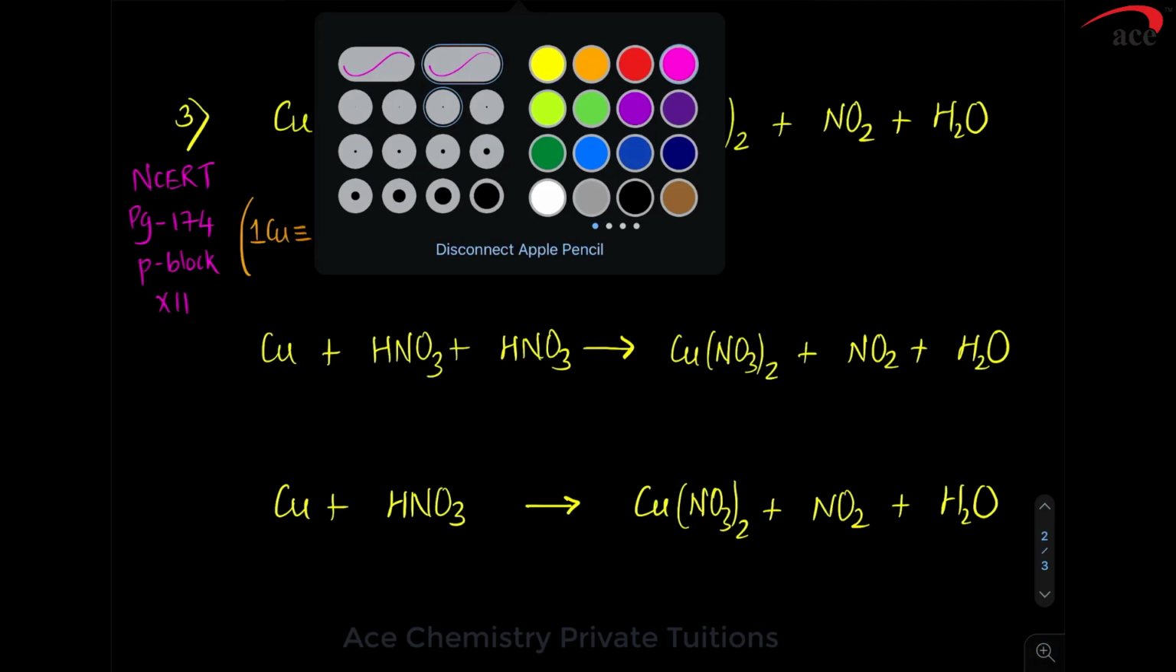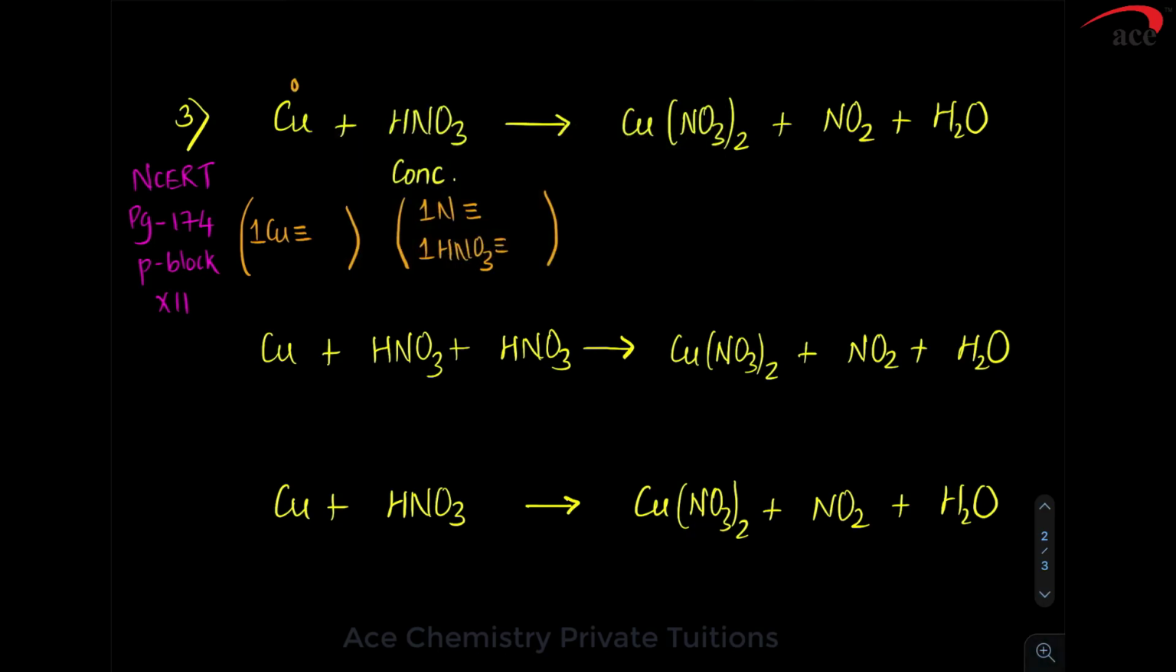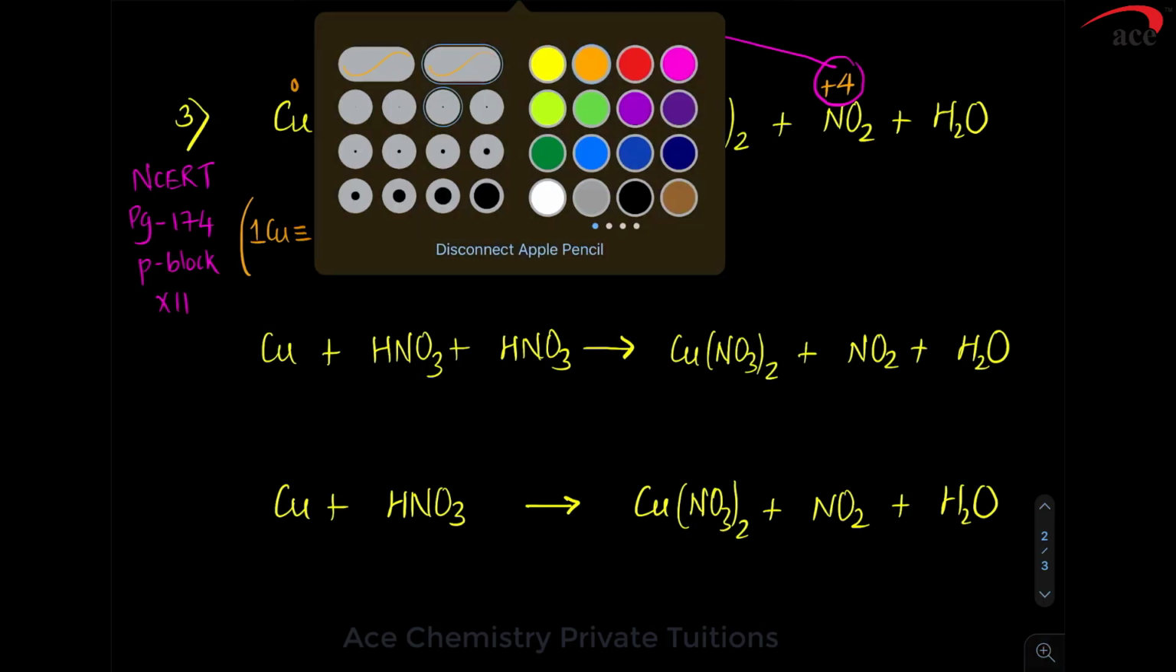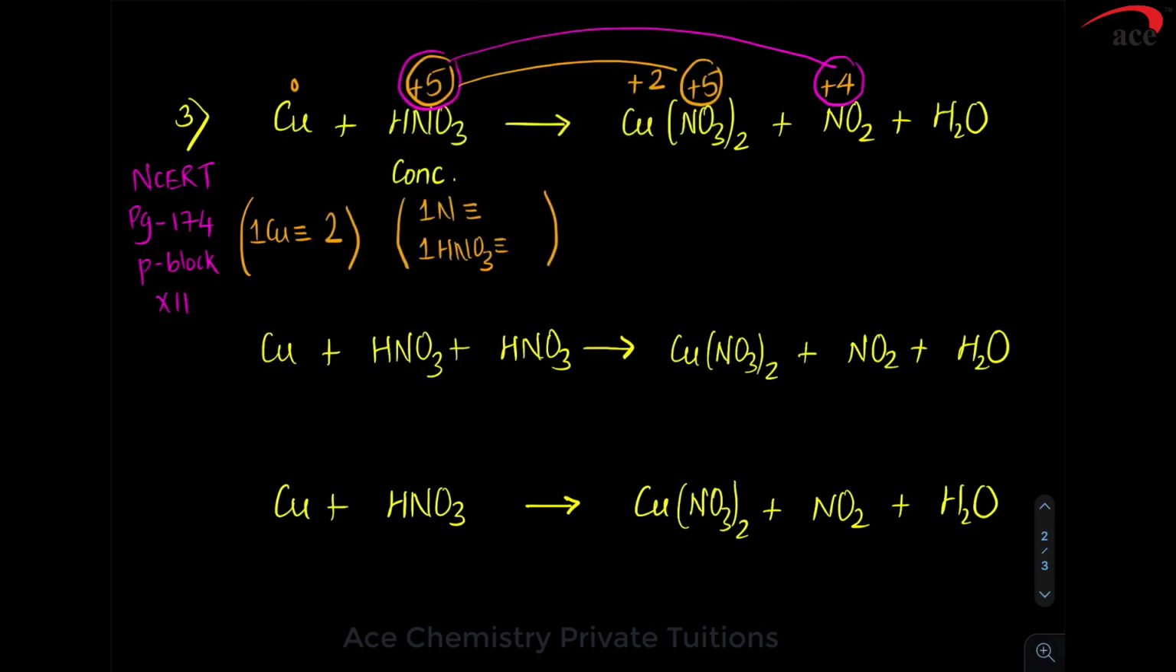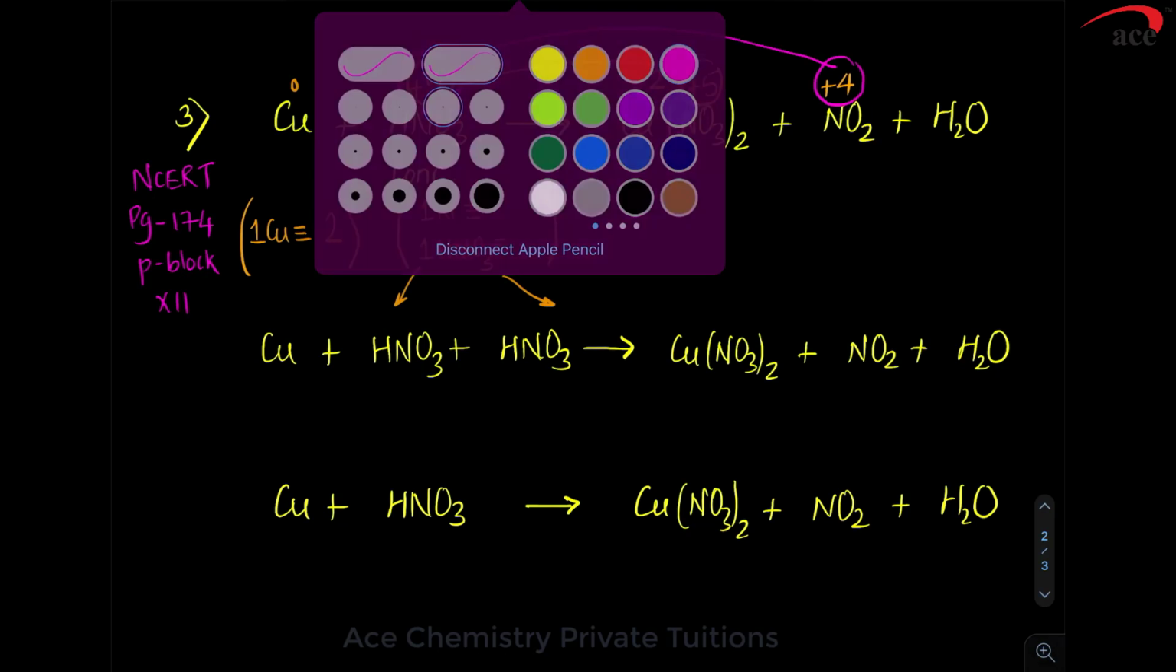I suppose all of you should have tried. So copper is going from 0 to +2, changes by 2. Nitrogen is going from +5 to +5 and +4. What are you able to see? At this place oxidation state is same, and at this place oxidation number is changed. So changed and same. So what we do? We write down nitric acid 2 times.